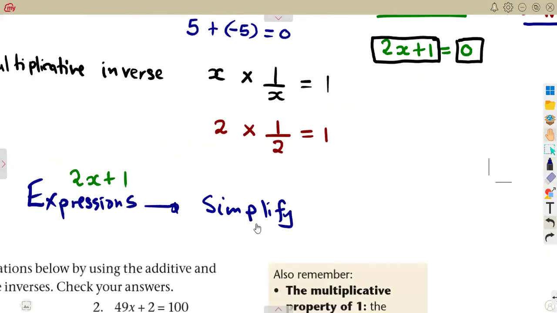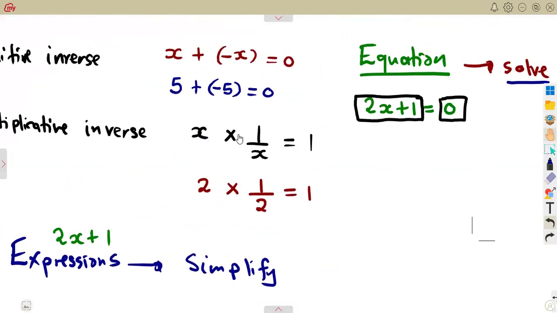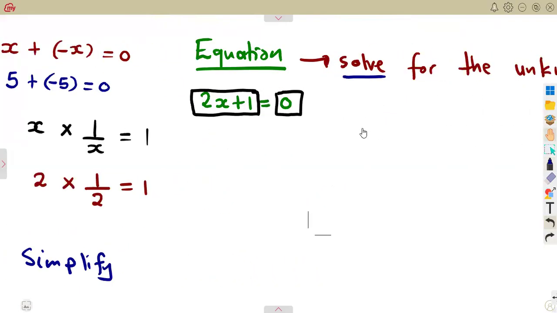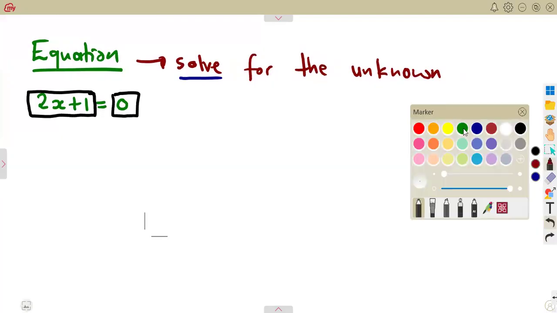Expressions, we simplify. So using the part of the additive now, I want us to consider this part that I was talking about before: the additive and the multiplicative inverse. I want to talk about the additive inverse first. Remember, if you add a number to its negative value, we must obtain a 0. Using that condition, let's say we are given a simple equation.